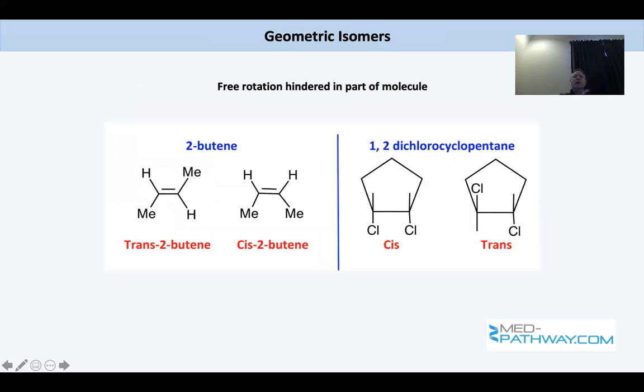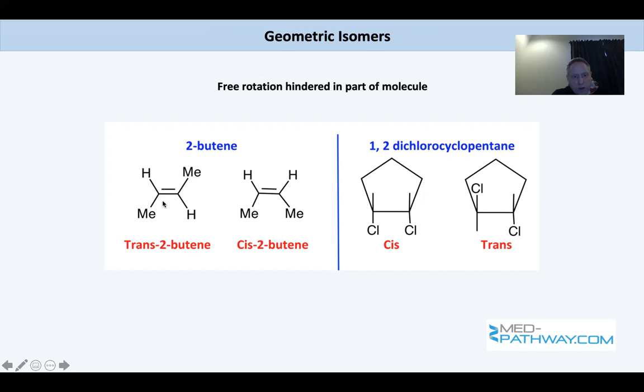Geometric isomers have rotation hindered in some part of the molecule. Now, this could happen in ring structures on the right, or it could happen with molecules with double bonds because you can't rotate around a double bond. So what you see here is trans-2-butene versus cis-2-butene. Yes, they'll have different physical properties like boiling point.